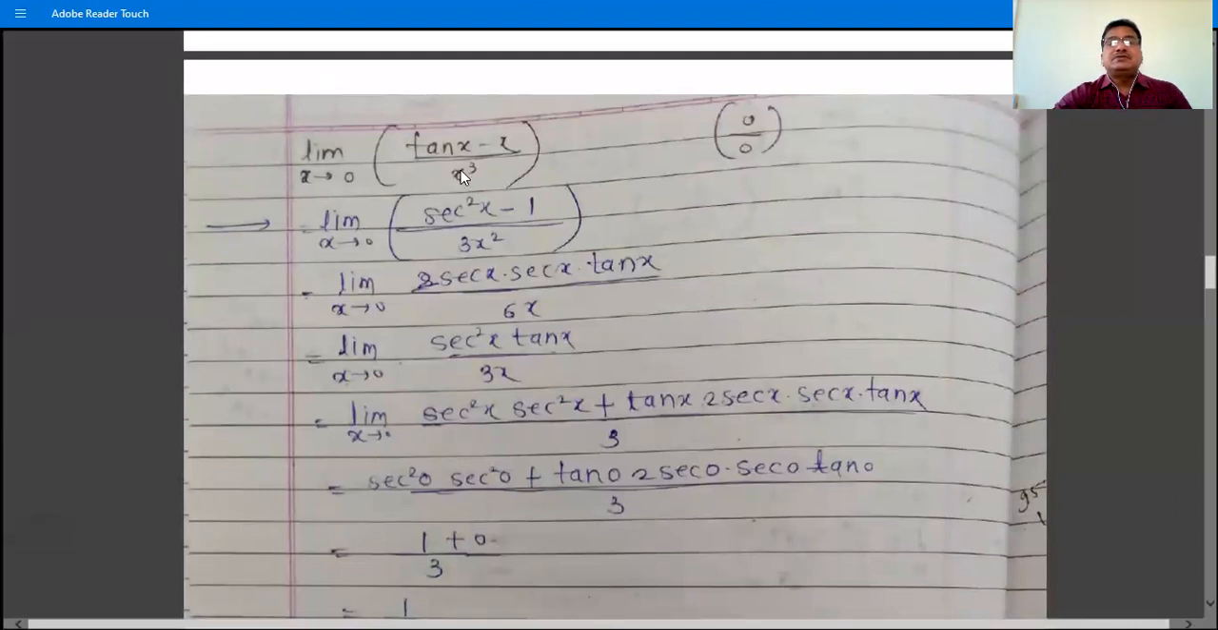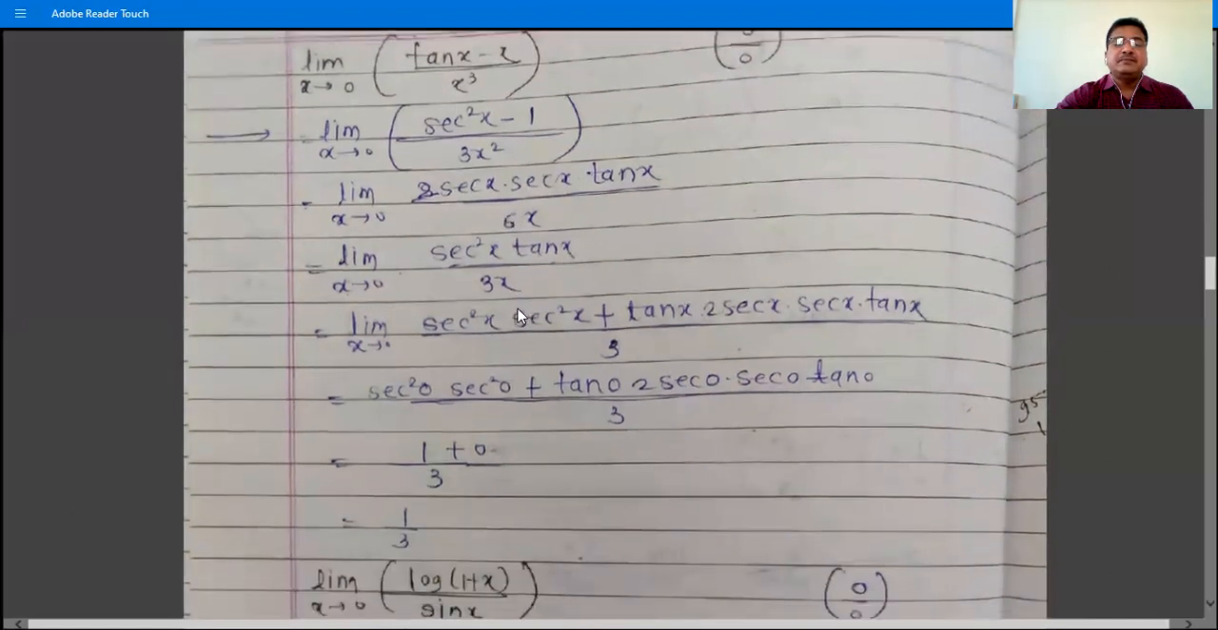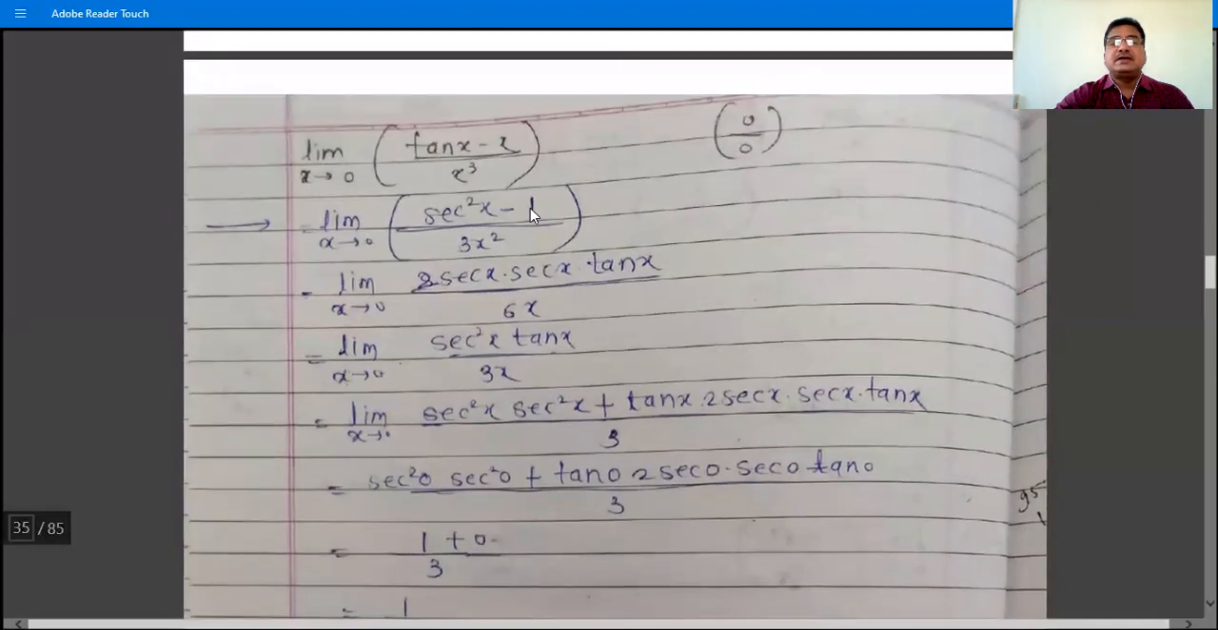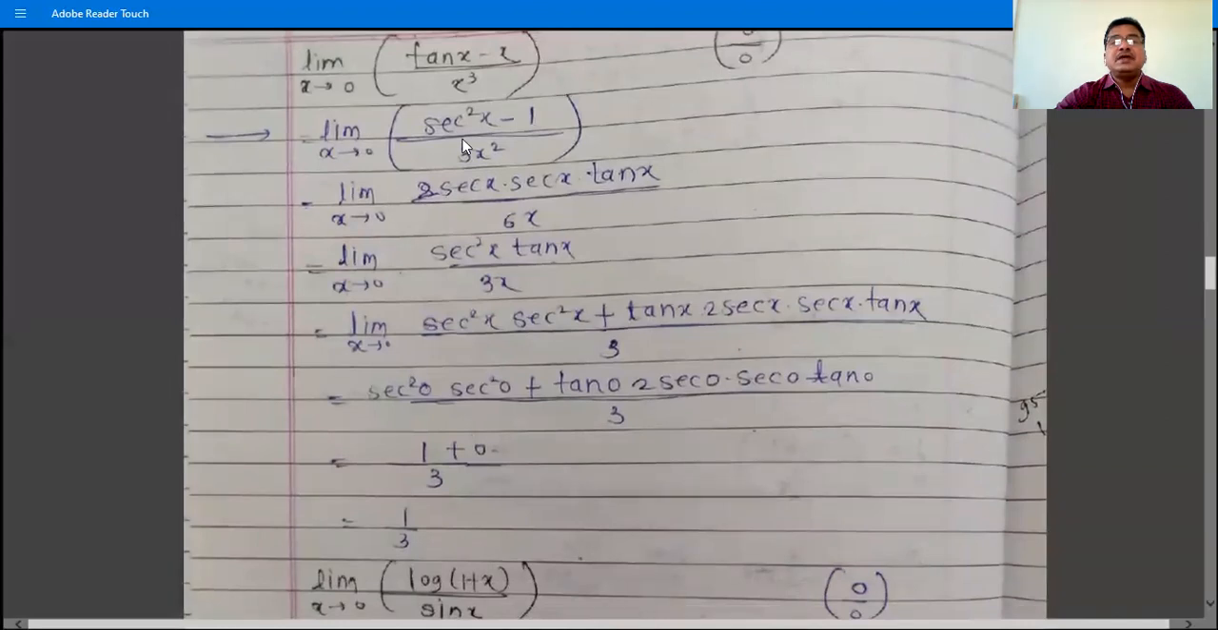Next problem, limit x tends to 0, tan x minus x by x cube. It is in the form 0 by 0 because tan 0 is 0, 0 minus 0 is 0, and 0 cube is 0. So I apply L-Hospital rule. The derivative of tan x is sec square x, minus x, derivative of minus x is minus 1, divided by x cube, derivative of x cube is 3x square. If you substitute x as 0, then sec 0 is 1, so 1 minus 1 is 0, and 0 square is 0. So again 0 by 0 form.